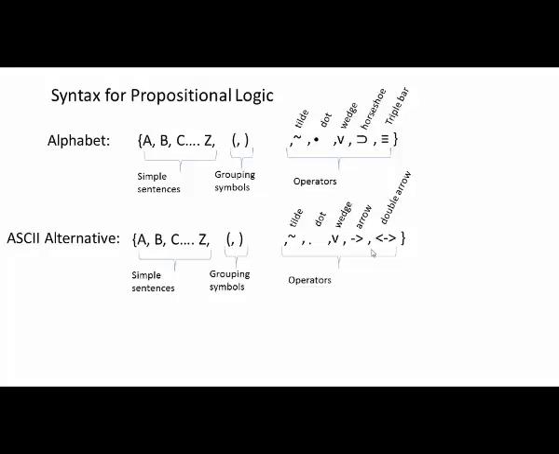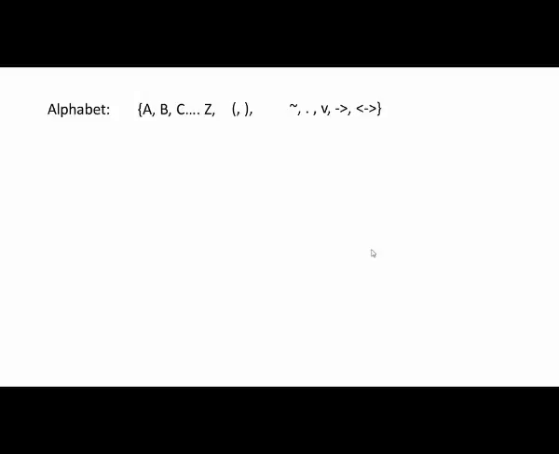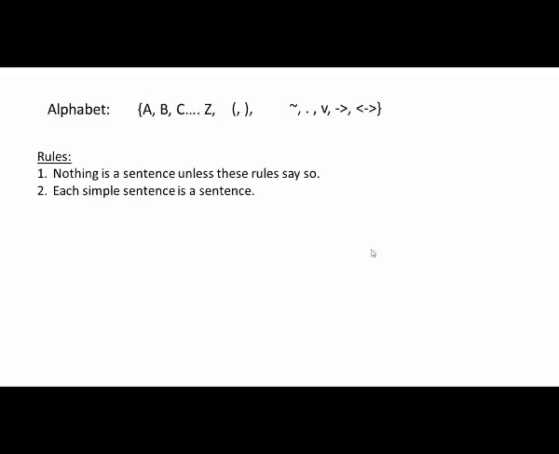So we have our alphabet, and as I explained in the video on formal languages, the next thing you need for the syntax of a formal language is rules that tell you what counts as a sentence of the formal language. The first rule in this case is that nothing is a sentence unless these rules say it is. And I hope it'll become clear soon why we have a rule like that. The second rule is that each simple sentence is a sentence. So I said it would become clear why we're calling them simple sentences. That means at this point we have A, B, C, D, up through Z, 26 sentences.